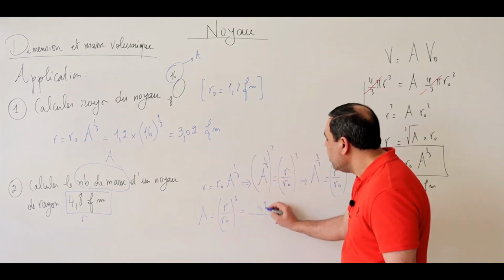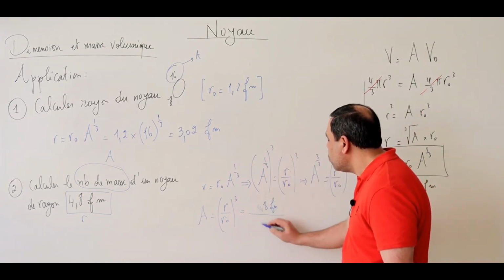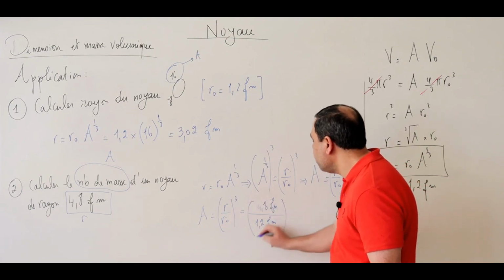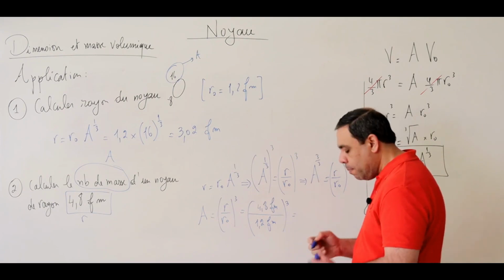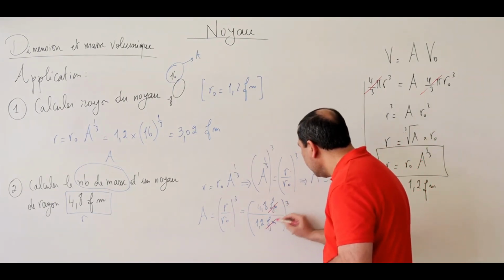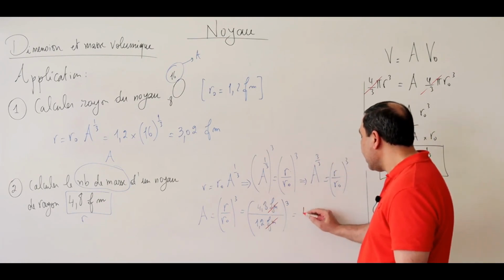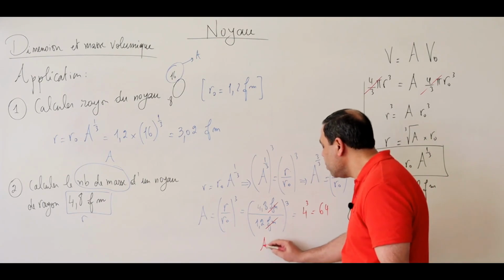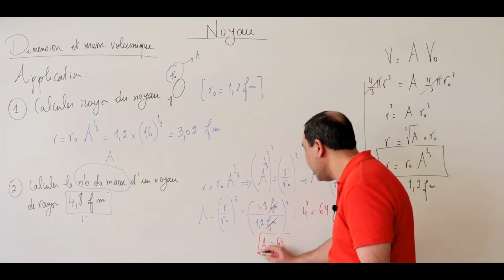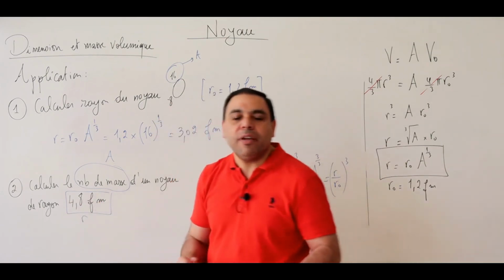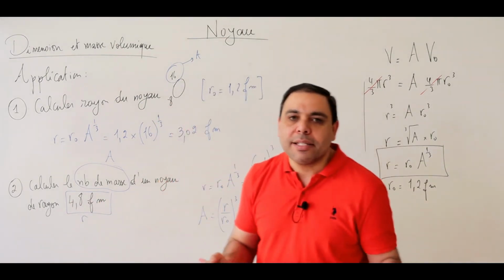R is 4.8 Fermi. R0 is 1.2 Fermi, all exponent 3. Simplifying, the result is 4 exponent 3, which is 64. As a result, A equals 64. The nucleus that has a radius of 4.8 Fermi has 64 nucleons.